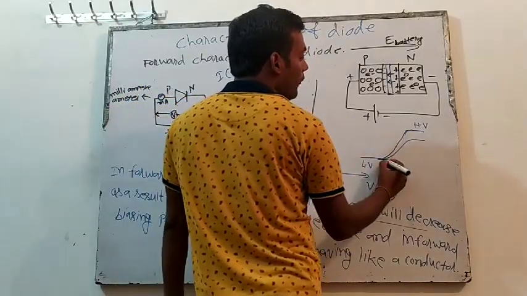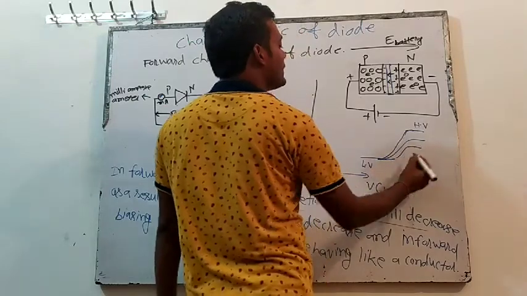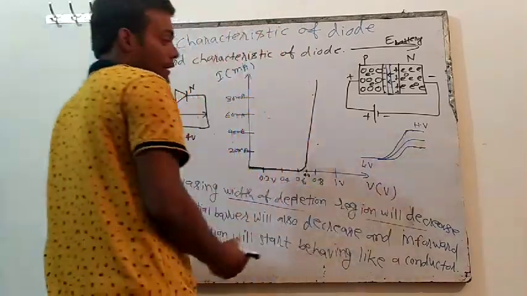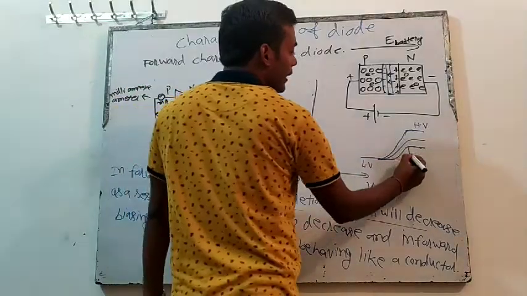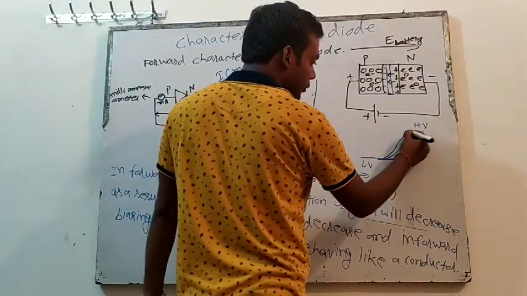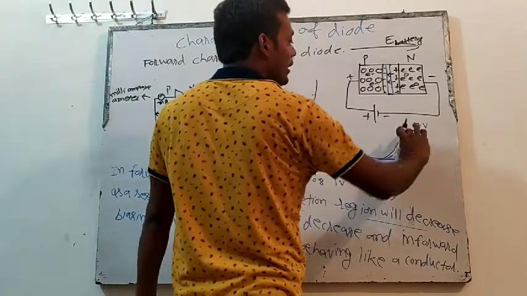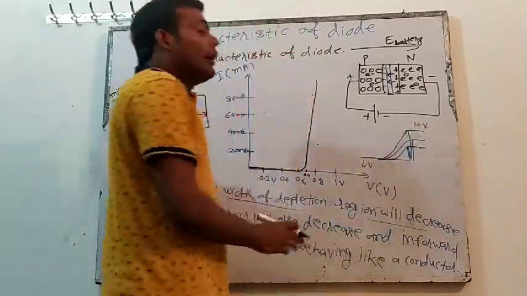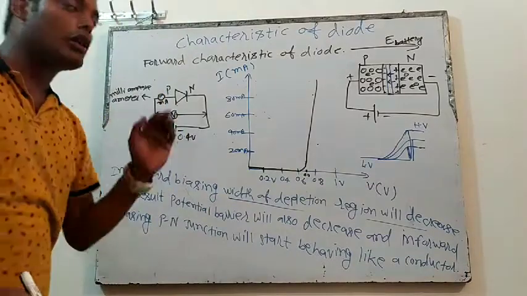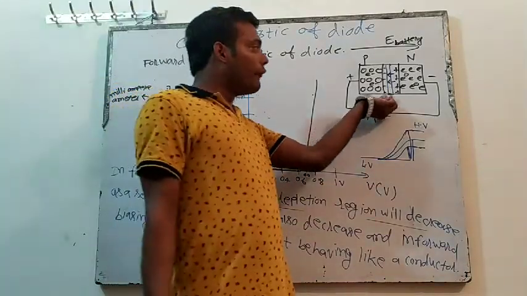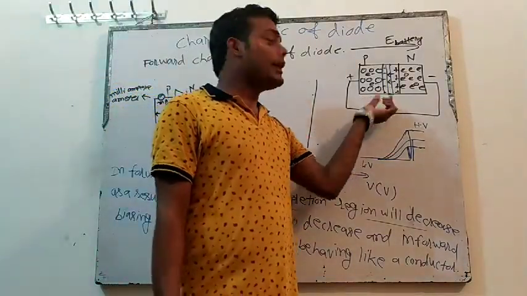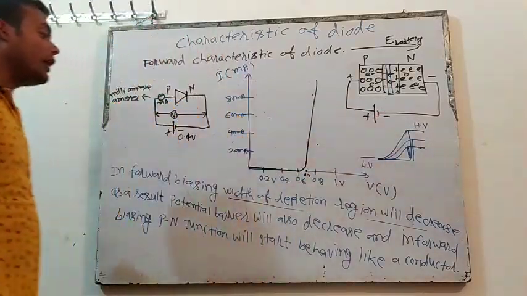Now again, when we apply more voltage, this depletion region width will be less. So this potential barrier will also start decreasing. Initially the potential barrier was this much, then this much, and then this much. So the potential barrier height is also decreasing. Why? Because when the width of the depletion region decreases, the height of the potential barrier will also decrease.